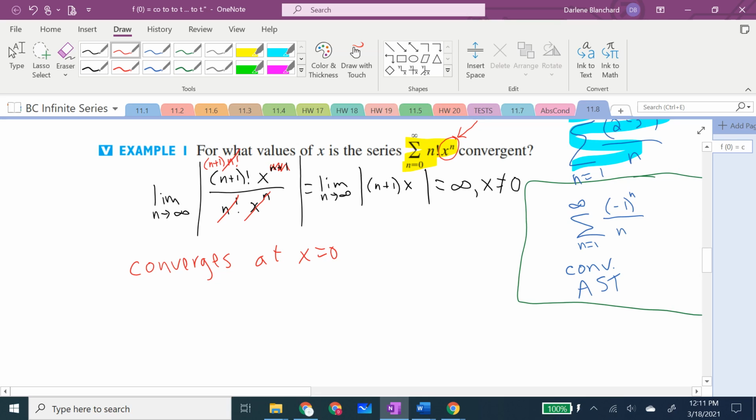I should actually warn you that in the textbook, they write the answer as the set of all numbers 0. They use math set notation.